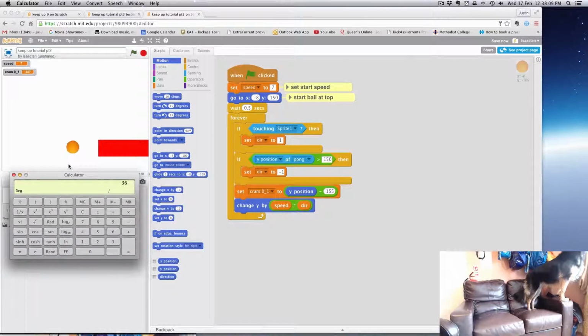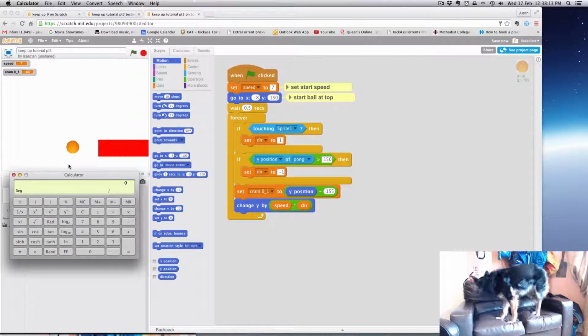260. And then we hit equals. Are you sure? Yeah. No, we'll make mistakes. 260. Equals. So we have 0.0038. So 0.004.